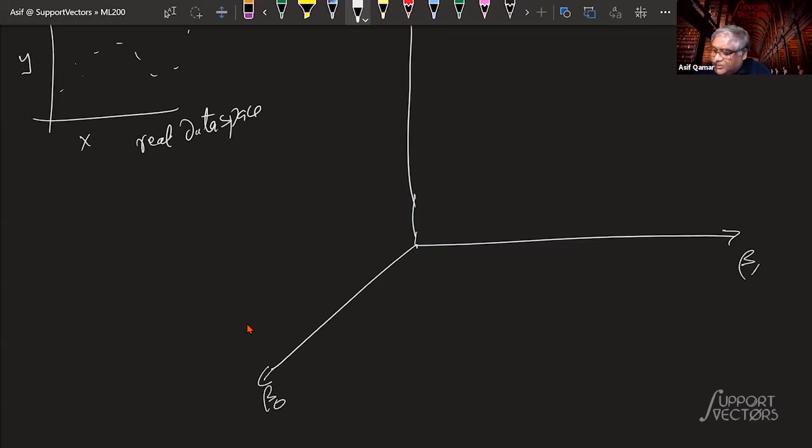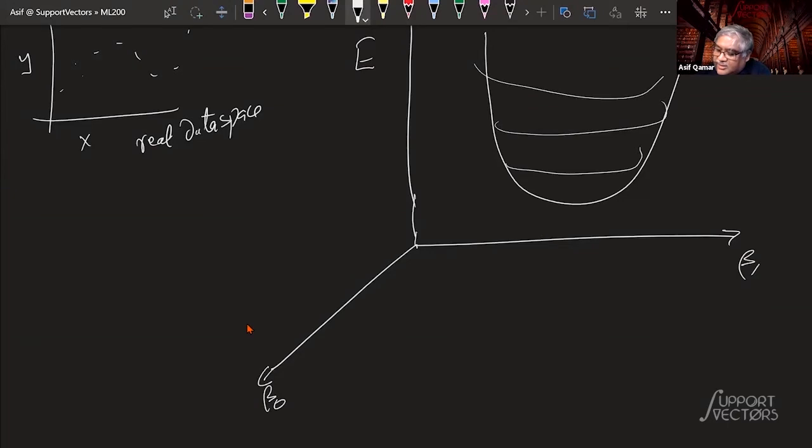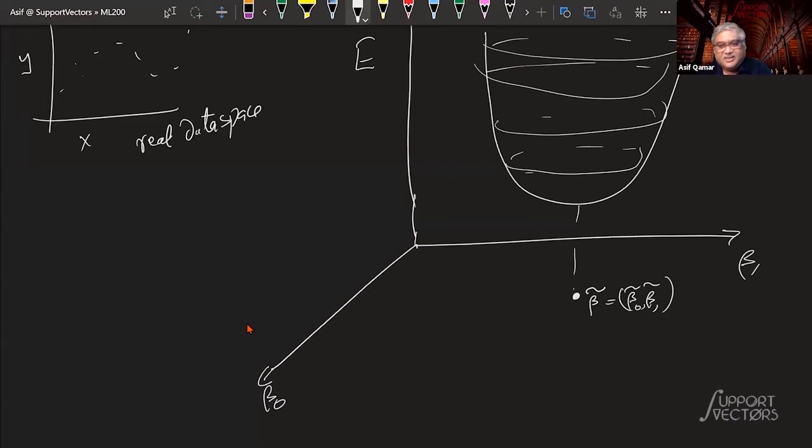Beta naught, beta 1, error. In this hypothesis space, we have a parabolic, or convex, surface which achieves a minima at some best point beta. I'll just represent it as beta tilde. You can assume beta naught, beta 1 is built out of it, but I'll just represent it as a beta tilde vector. This is what exists.